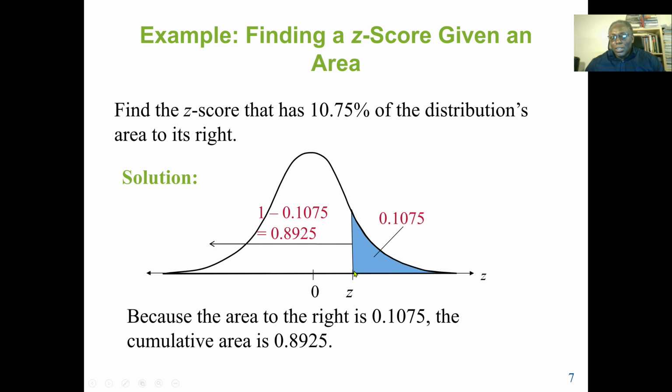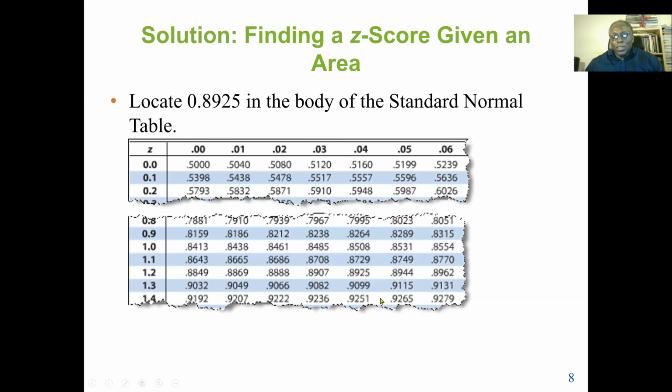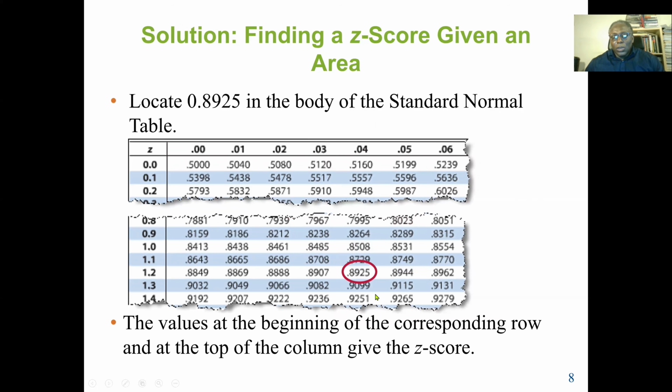In the table, the values are not the area to the right. It's the area to the left. So we go to our table and look for 0.8925, and that gives us 1.2 on the left, and at the top is 0.04. So our Z-score will be 1.24.